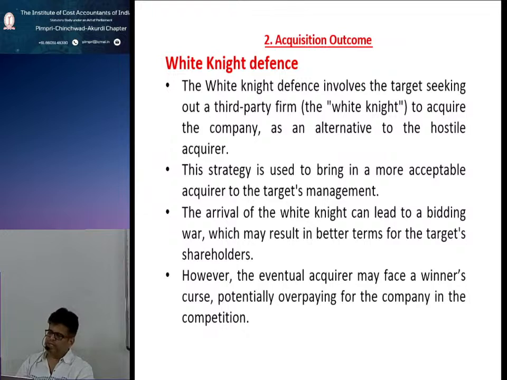Then comes the white knight defense. These are all acquisition strategies being discussed in this chapter. The white knight defense involves the target seeking out a third-party firm, that is a white knight, to acquire the company as an alternative to the hostile acquirer. This strategy is used to bring in a more acceptable acquirer to the target's management. The arrival of the white knight can lead to a bidding war, which may result in better terms for the target's shareholders. However, the eventual acquirer may face a winner's curse, potentially overpaying for the company in the competition.